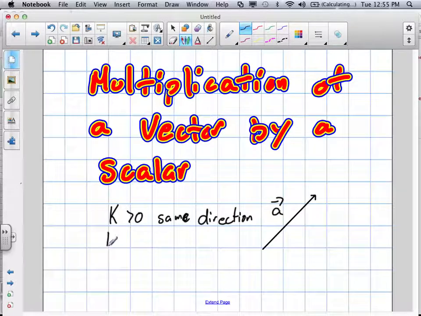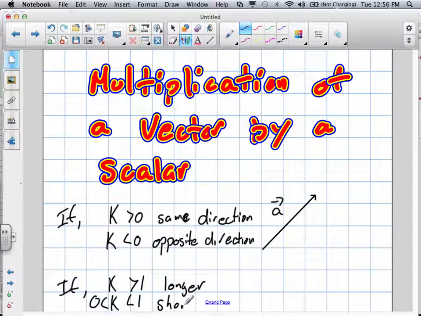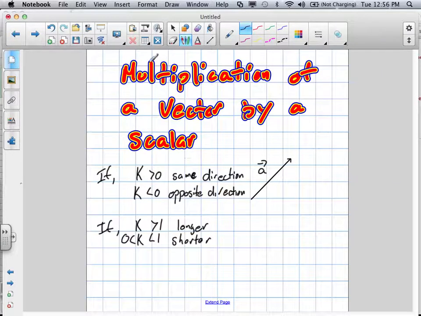It's in the same direction. If k is less than 0, it's opposite direction. So what I mean by that is, first of all, we can change the length of it also. If k is greater than 1, its length is longer, we'll call it. We have a longer vector. And if k is between 0 and 1, we have a shorter vector. So we'll use those terms to describe this stuff.